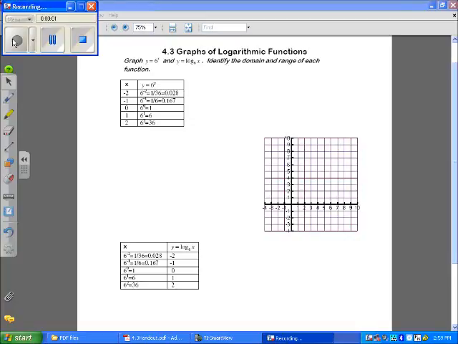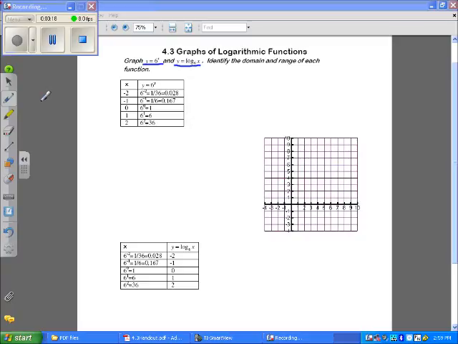Look at section 4.3, graphing logarithmic functions. If you look above here, we have two functions. We have y is equal to 6 to the x, and then we have its inverse, which is y equals log base 6 of x. And we're going to graph both of these. Let's start with y is equal to 6 to the x.